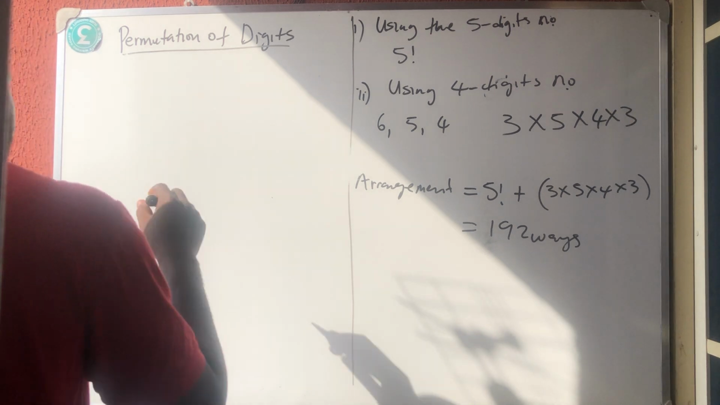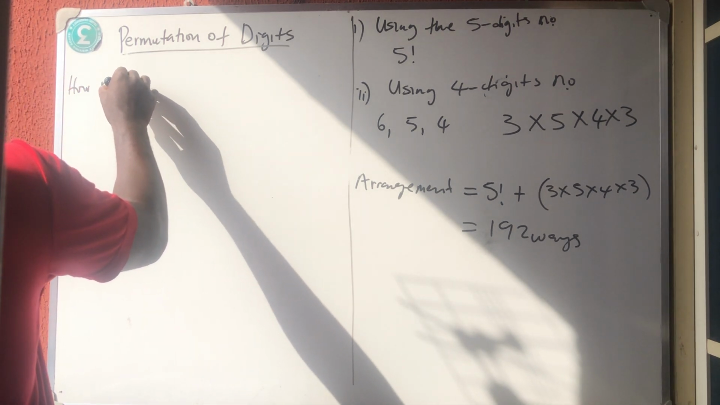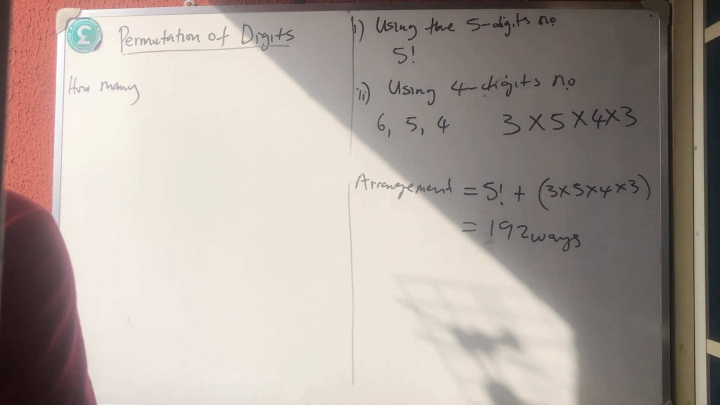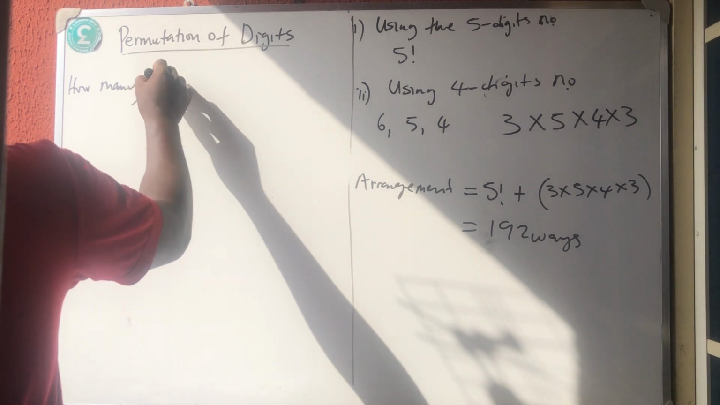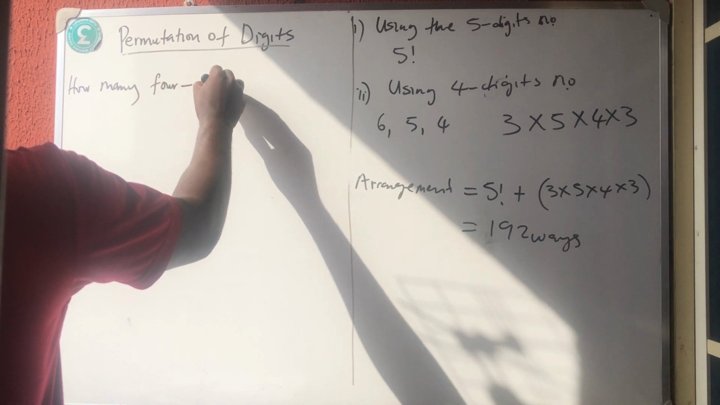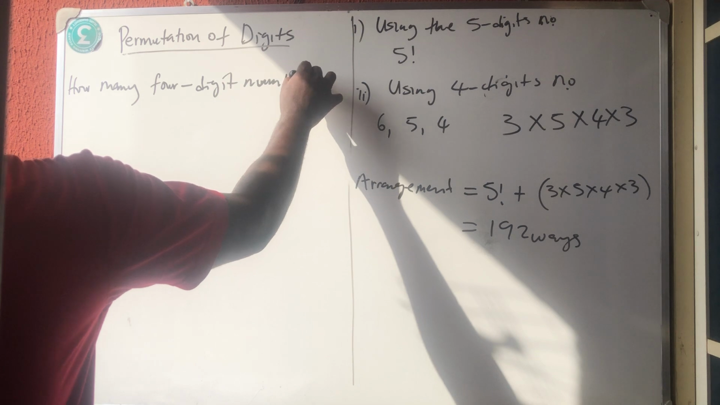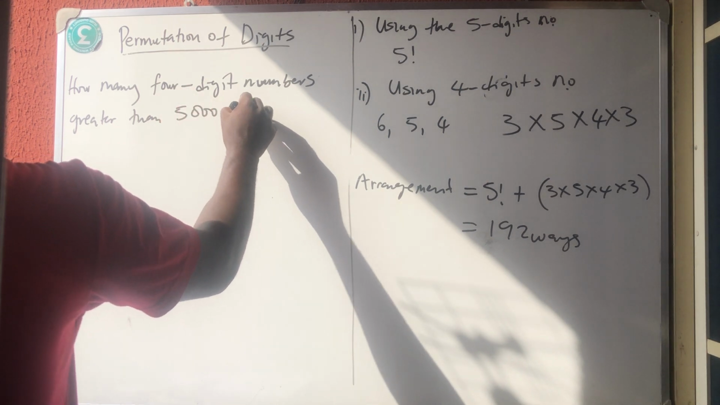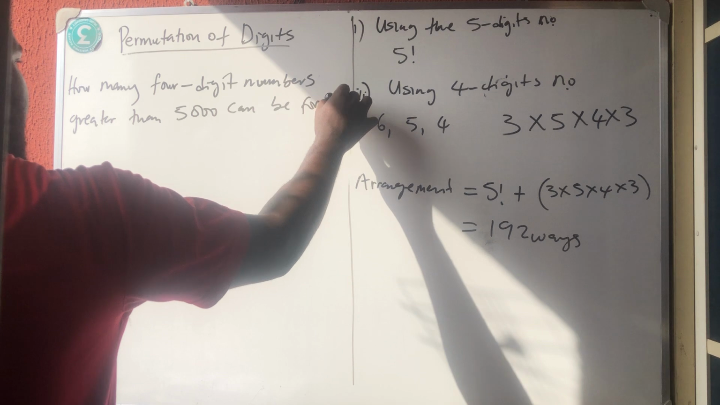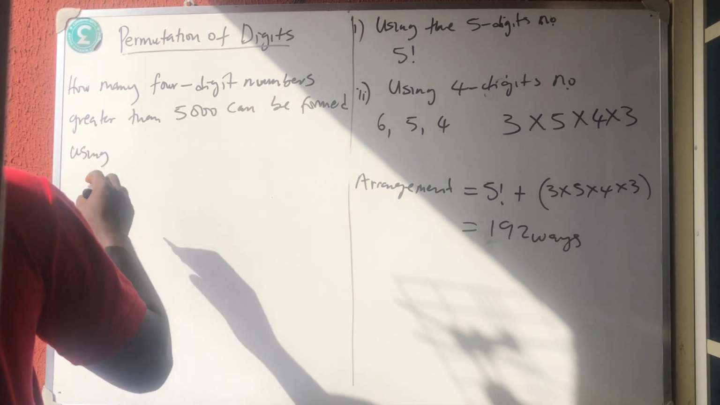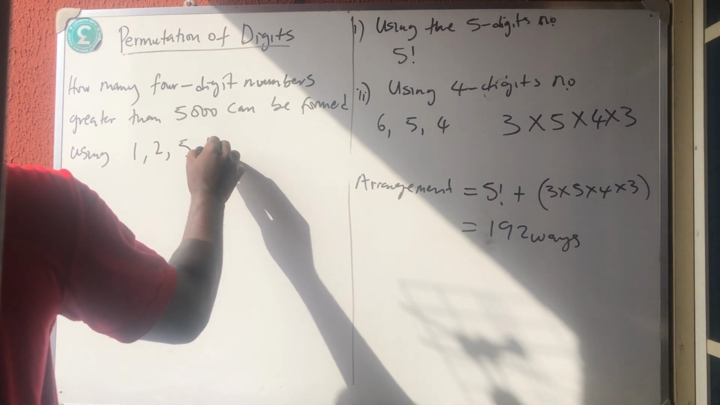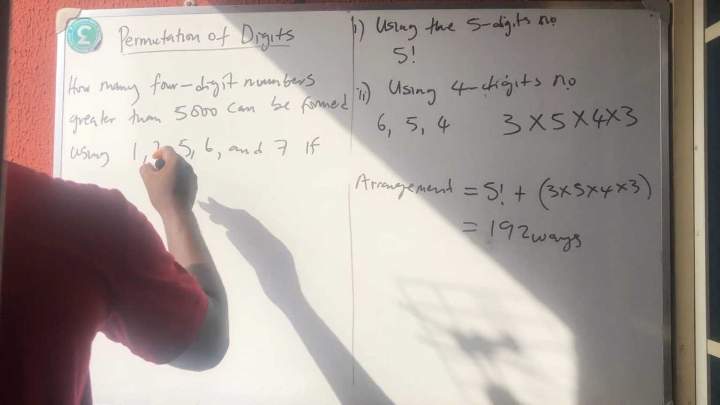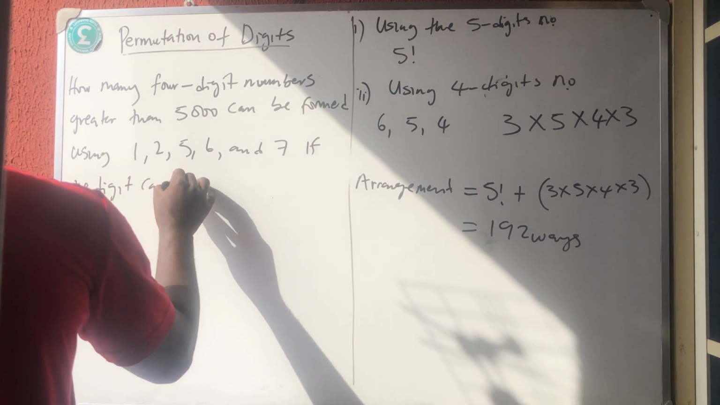So the next one: how many 4-digit numbers greater than 5,000 can be formed using 1, 2, 5, 6 and 7, if no digit can be repeated?